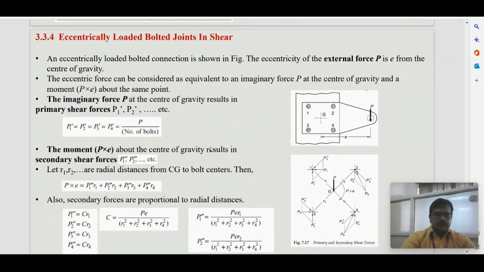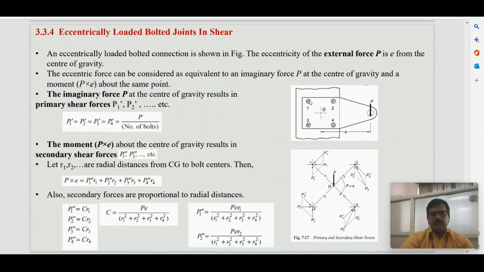The bolted joints are used for the eccentric loading support also. Here in the diagram you can see there are four bolts which connect a plate to another bigger plate, and this plate is carrying or supporting a load P eccentrically. That means the load P is acting away from the geometric center of the four bolts. So this is called eccentricity.